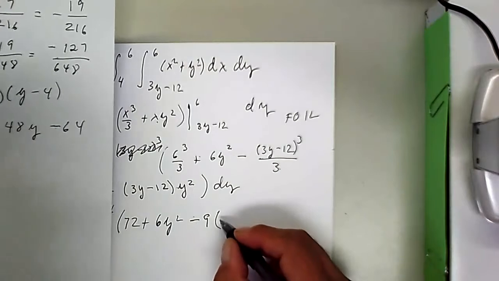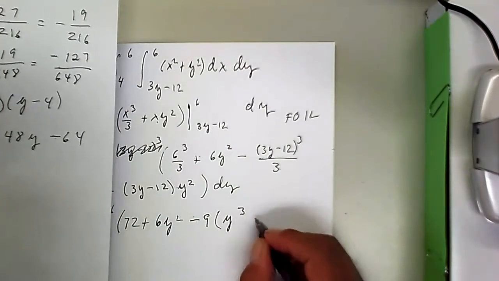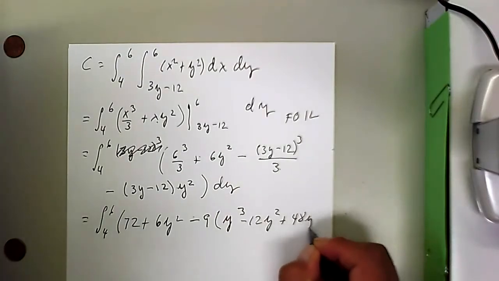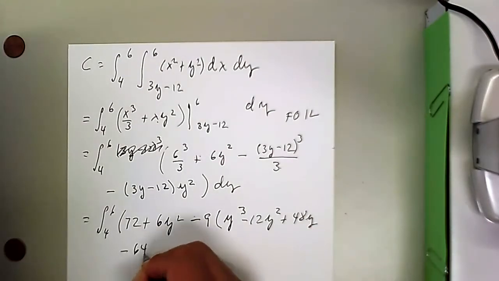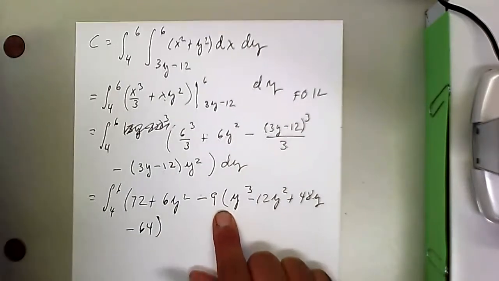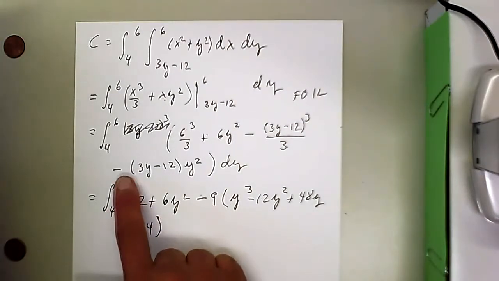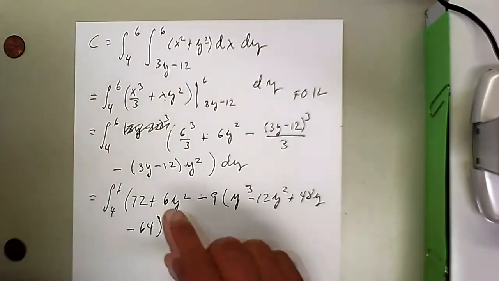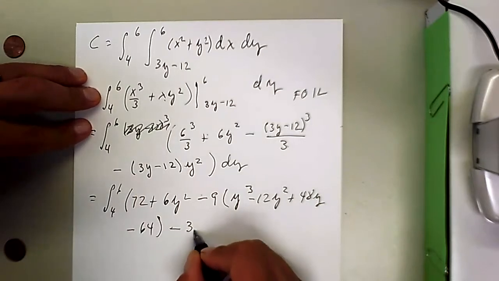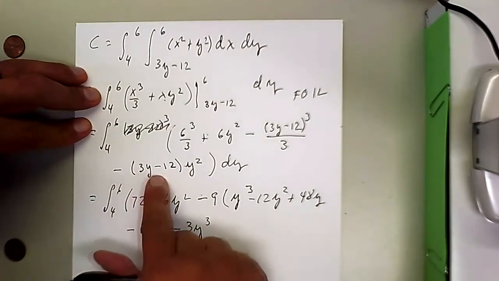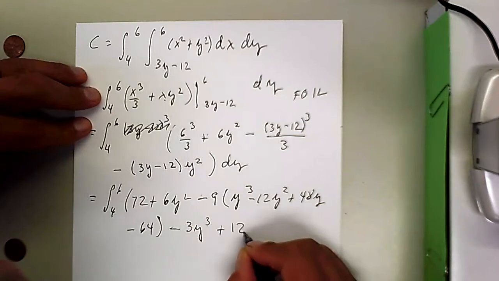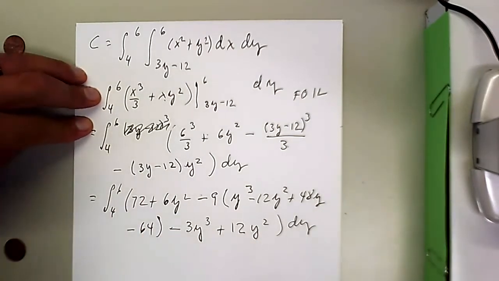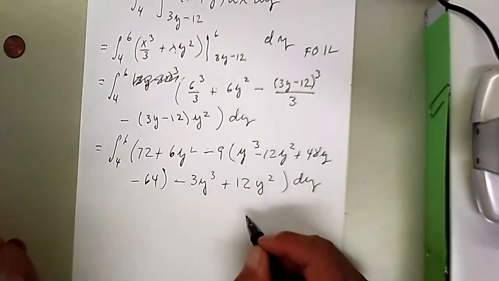So y cubed minus 12y squared plus 48y minus 64. Close this parenthesis. We're not going to close the other parenthesis yet because we still have to do this. Minus 3y cubed, double negative, plus 12y squared. Now we close this parenthesis and we got dy. Okay, so there's more to simplify.